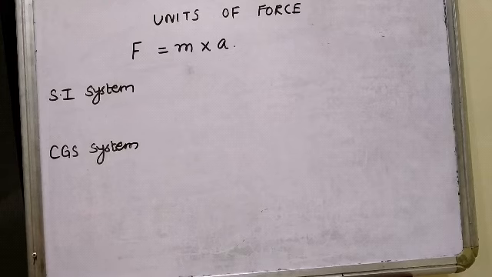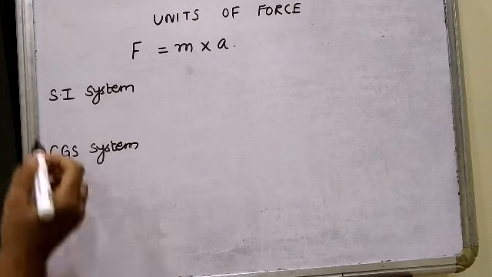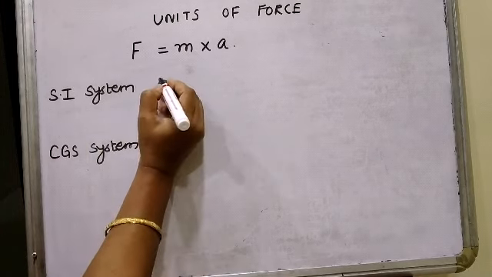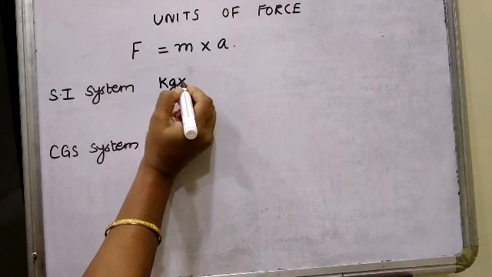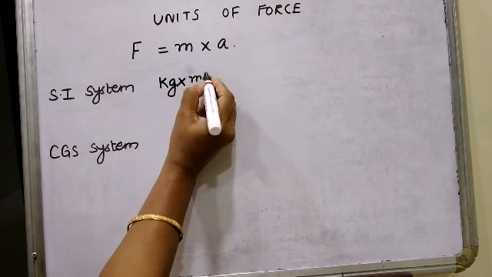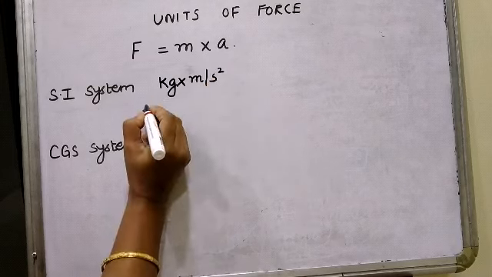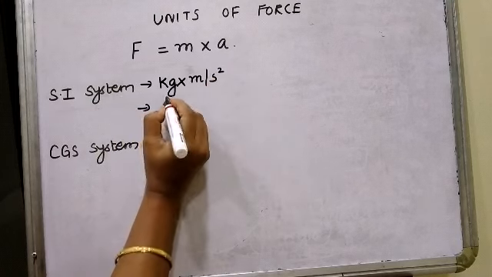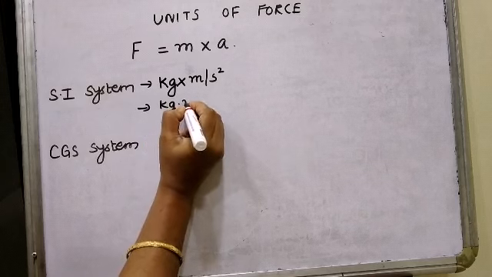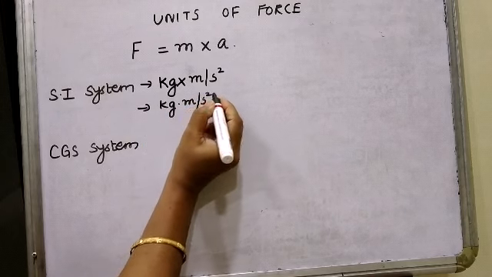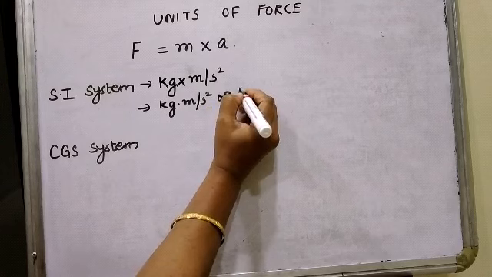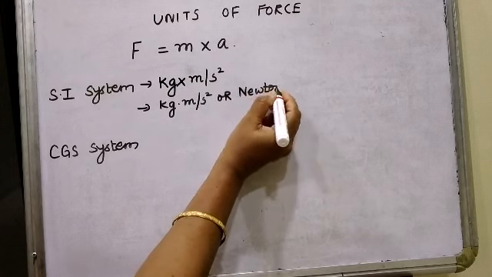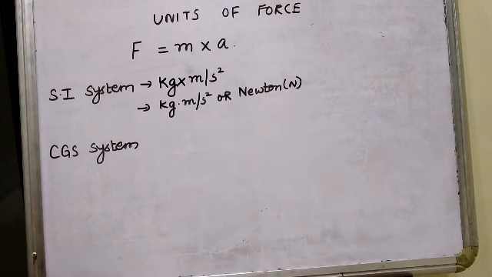Now let's try to find out the units of force in the SI system and the CGS system. What is force? Force is the product of mass and acceleration, that is F is equal to m into a. Now in the SI system, what is the unit of mass? Kg. What is the unit of acceleration? Meter per second square. So the unit of force in the SI system is kg meter per second square, which is also called Newton, denoted by capital N.